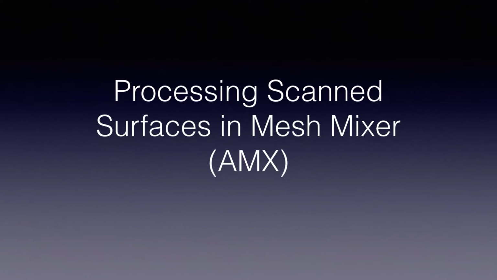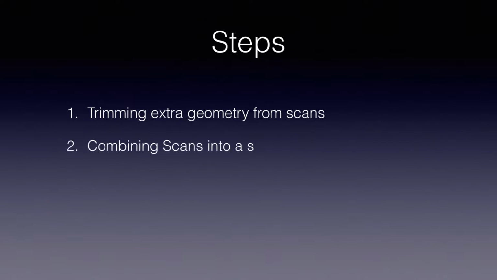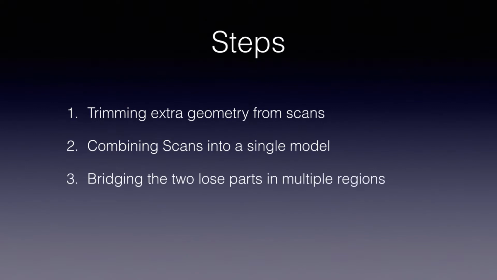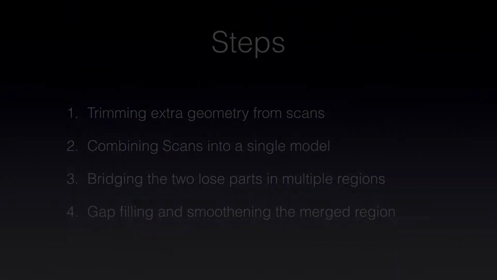In this video, we're going to go over processing scanned surfaces in MeshMixer. The steps are mainly four. The first step is trimming extra geometry from scans. Second step is combining scans into a single model. Third step is bridging the two loose parts in multiple regions. And the last step is gap filling and smoothing the merged region.